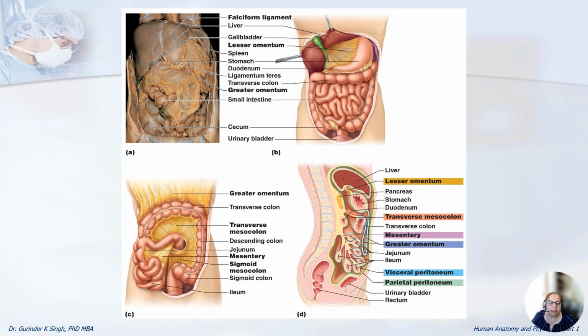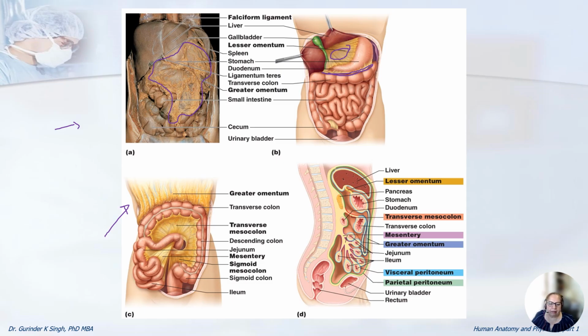We have looked at this picture earlier. So this yellow sheet which is present here is the greater omentum. So it covers everything. It's like an apron. So you have to pull it backwards to look at things. When you pull it backwards, here is the greater omentum. You cut it off, and then you pull the liver upwards, and you can see this is the lesser omentum region present here.